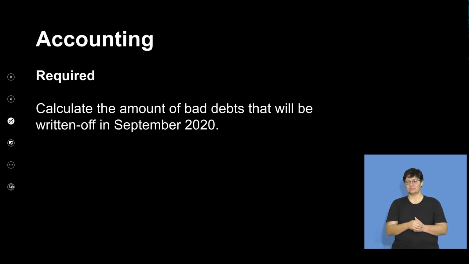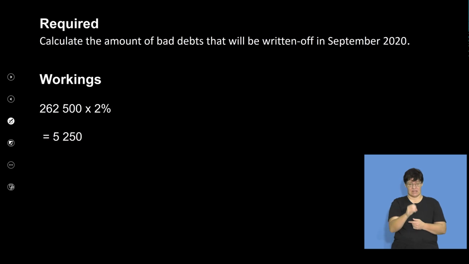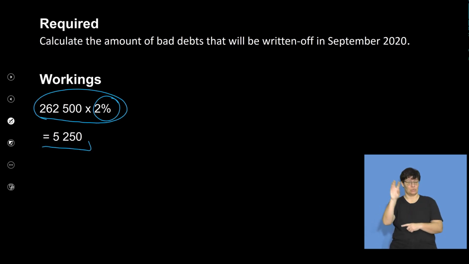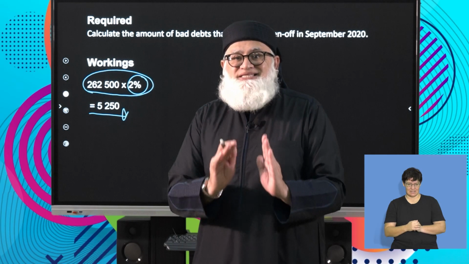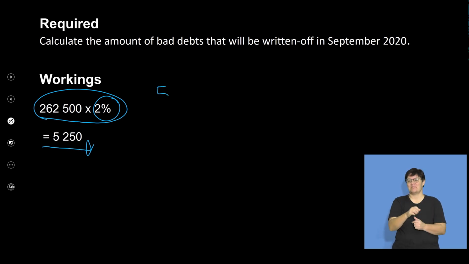Other question that we referred to early on, where you had to calculate the bad debts. Now remember, what did we say? We said that 2% is written off as irrecoverable. Looking at my calculation, your sale was 262,500 times the 2%. Clearly you can see that the amount of bad debts will be 5,250.